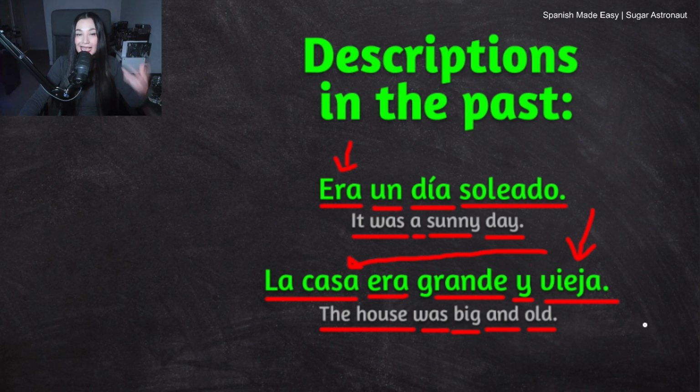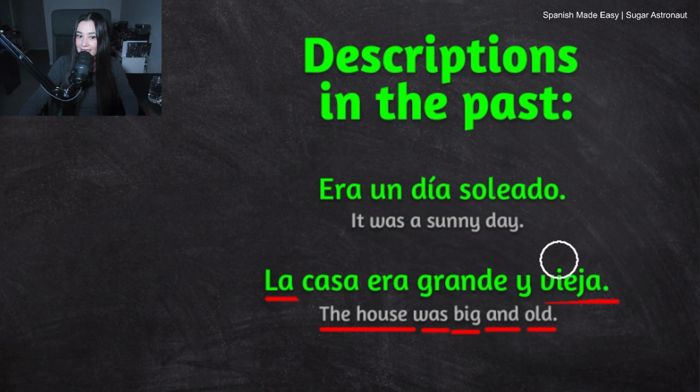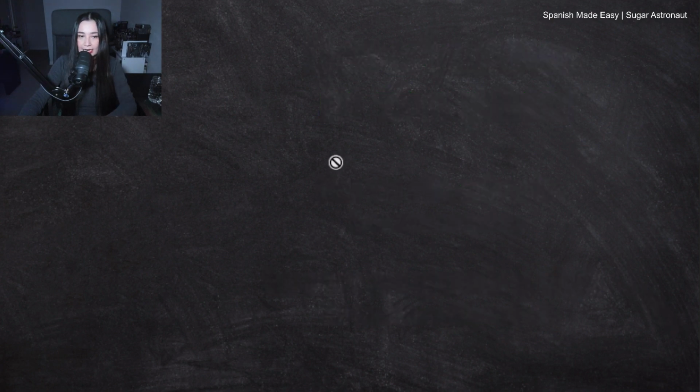La casa era grande y vieja. The house was big and old. Once again, you can use el imperfecto, this peculiar tense, to describe things in the past. So that's very interesting. Let's look at the next use of el imperfecto.